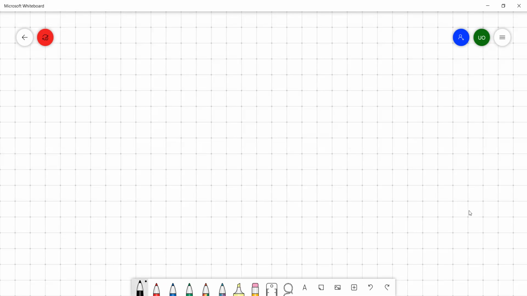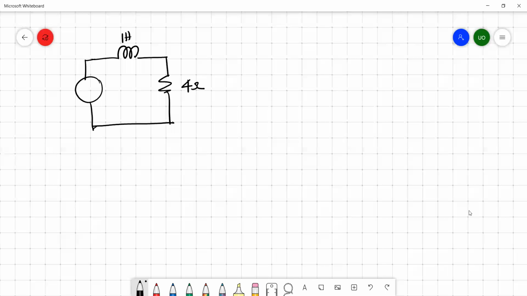So we have a source, inductor, okay. So you are asked to find the current flow through the circuit, or the current response of the circuit. So this is a voltage source.